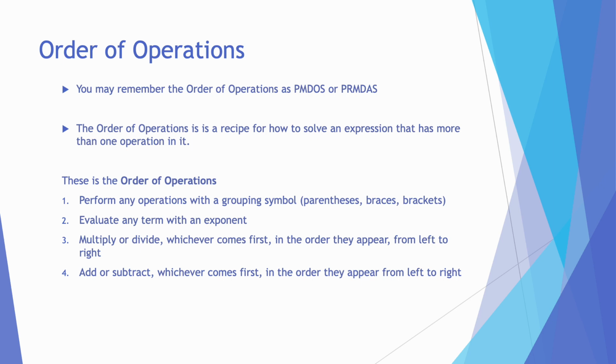So these are the rules to follow for doing the order of operations. First, you perform any operation within a grouping symbol. That could be parentheses, braces, or brackets. For our purposes, we'll just be using parentheses. Then you evaluate any term with an exponent. Then you multiply or divide, whichever comes first in the order that they appear from left to right. And lastly, you add or subtract, whichever comes first in the order that they appear from left to right. And now we'll do a few examples.